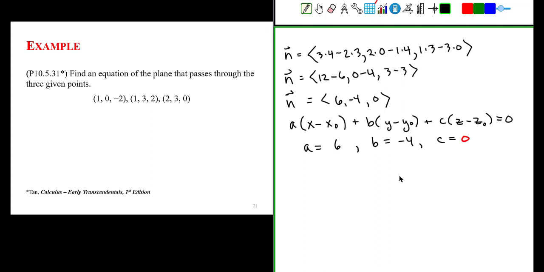So look at this. Since C is equal to 0, I know that this term is going to go away. Since there's not going to be a term with any z in it, that means this will be true for all values of z. That means our plane is going to be parallel to the z-axis, or in other words, the z-axis would be parallel to a vector in the plane and normal to a vector perpendicular to a plane.